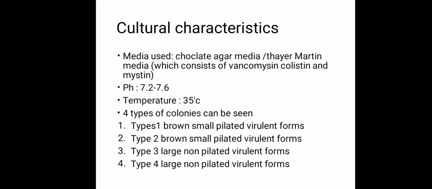So when we culture this gonorrhea, we can see four types of colonies. The first two types will be brown colored, small, piliated and the virulent forms, and the third and fourth type will be large non-piliated avirulent forms.